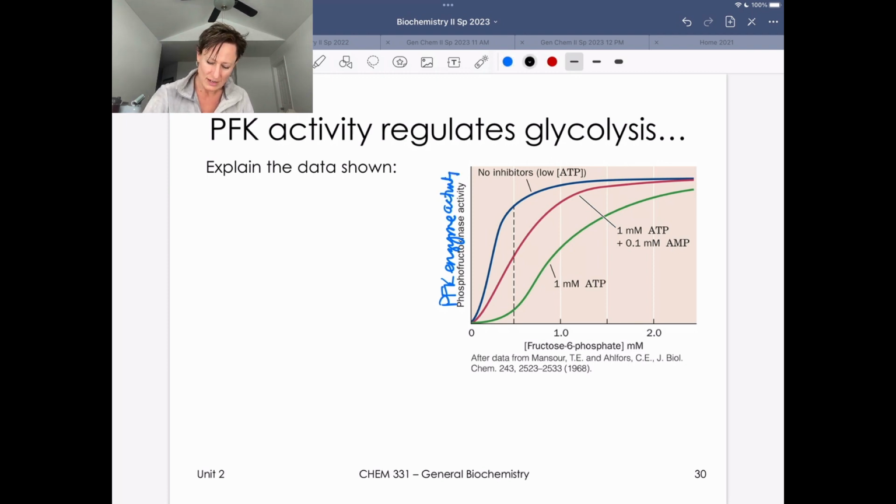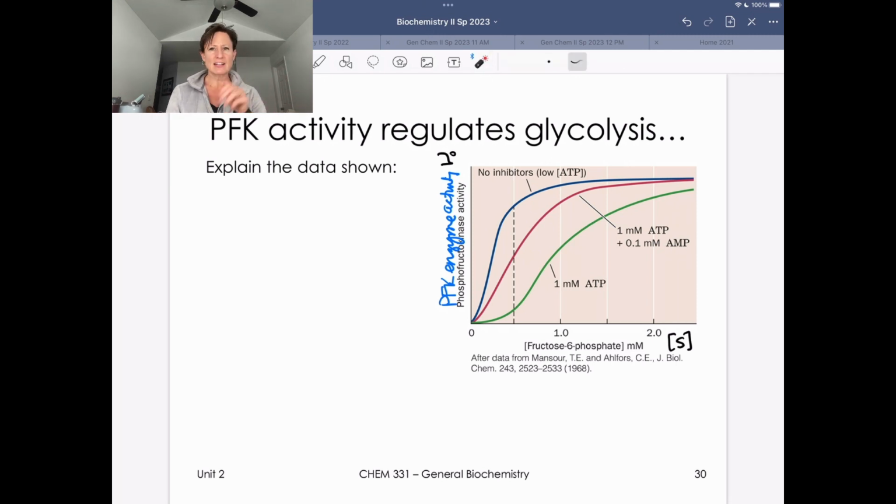And so really we're looking at V0. And then we've got fructose 6-phosphate concentration on the x-axis. So that represents our substrate concentration. So these are the typical kinetics plots that we'd see. We'd look at how the speed of a reaction is dependent on the substrate concentration.